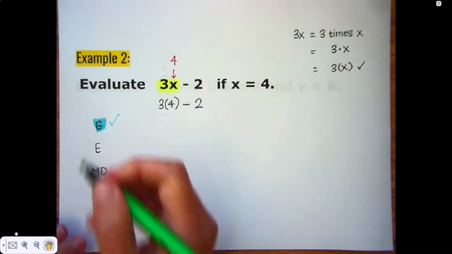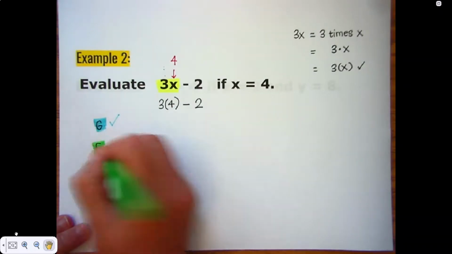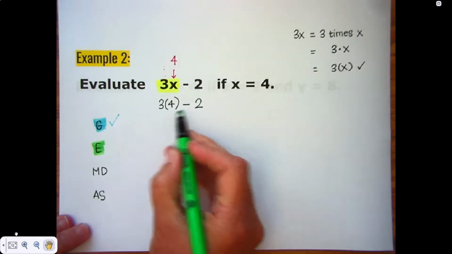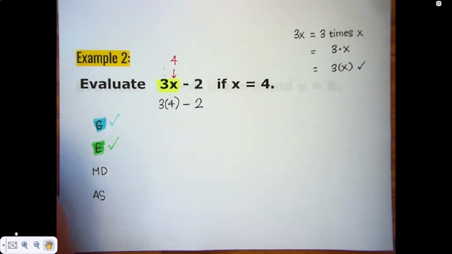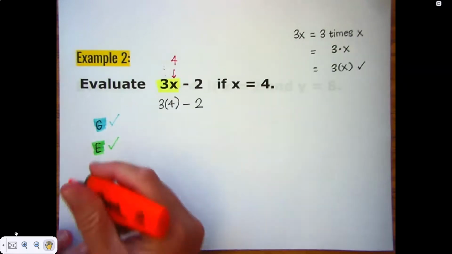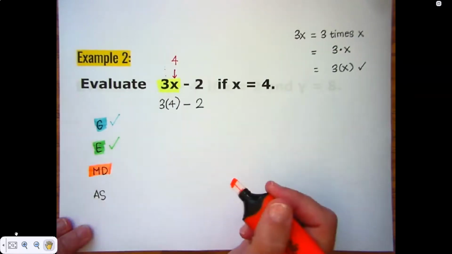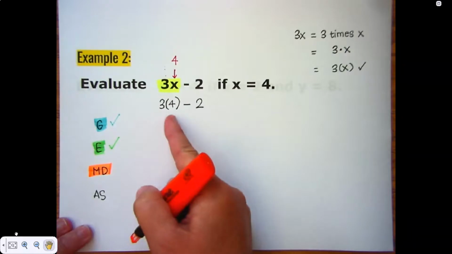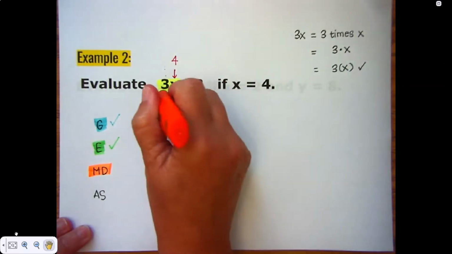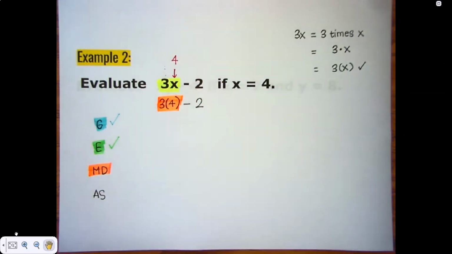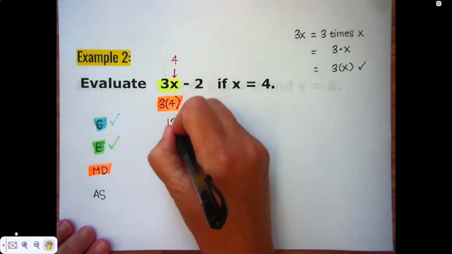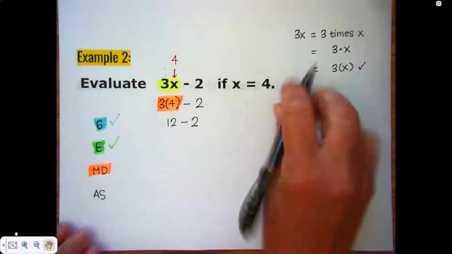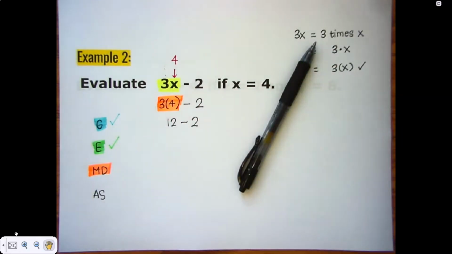Okay, does this expression have exponents? When I look at 3 times 4 minus 2, I don't see any exponents. Does this problem have multiplying or dividing? When I look at it, I see 3 times 4 minus 2. So yes, I have multiplication. So I'm going to do 3 times 4, which is 12. And then 12 minus 2. So now I can check off multiplying and dividing because that's done.